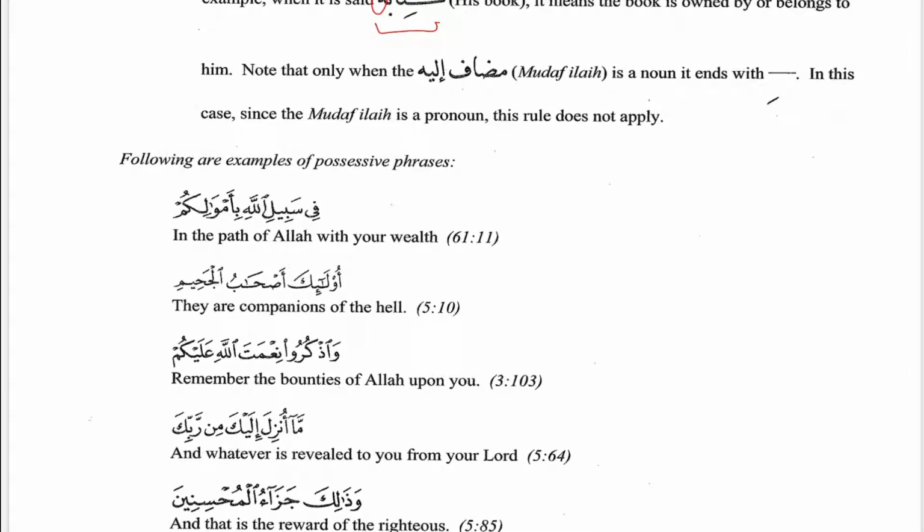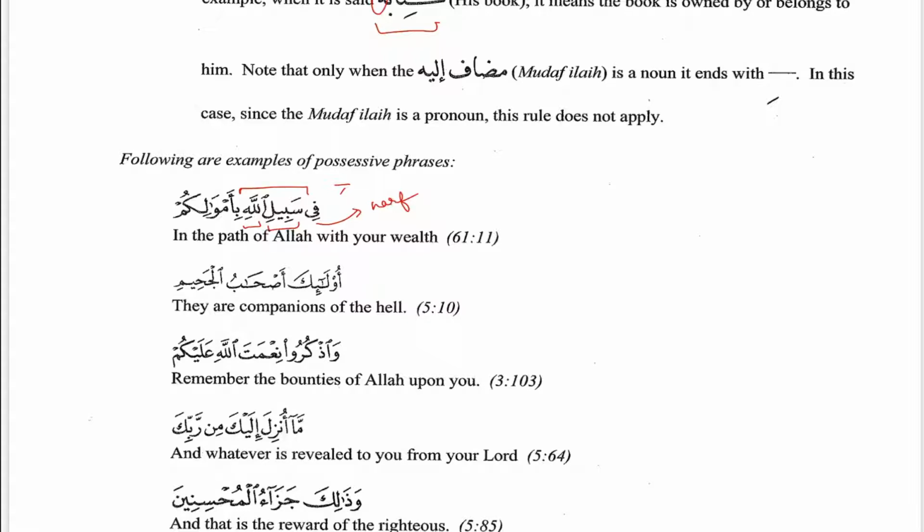So let's take some examples. Fi sabilillahi bi amwalikum. So where is the mudaf mudaf ilaih? Sabilillahi. Sabili is the mudaf and Allahi is the mudaf ilaih. So notice, why does sabili have a kasra at the end? Because it is preceded by a harf, so there's a harf there.